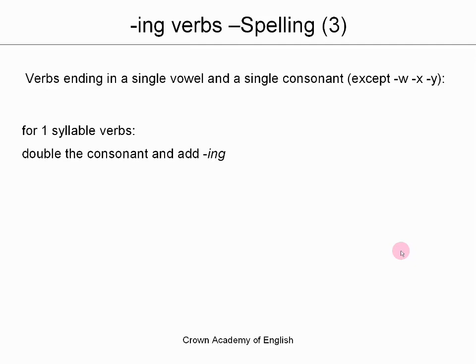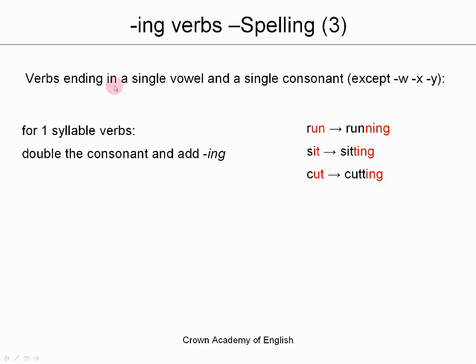Example. Run becomes running and we double the N, so we add the N and then we add ing. Sit becomes sitting, we double the T, and cut becomes cutting, we double the letter T.